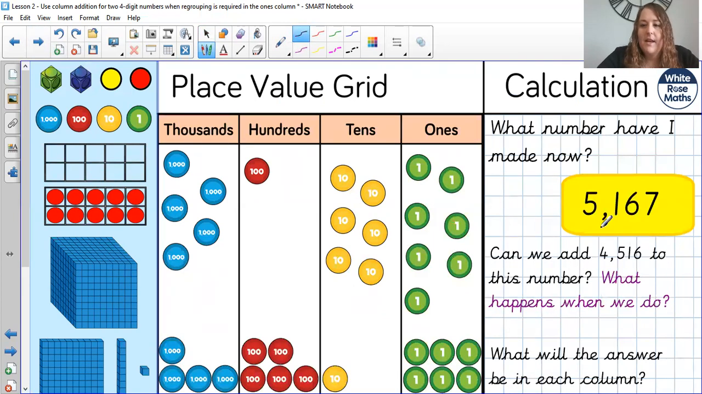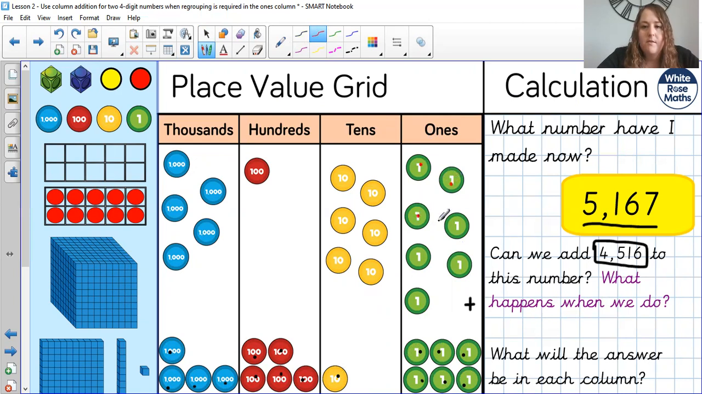Okay, so we've got that number 5,167 over here, and this time we are going to be adding 4,516. So let me just check I've got the right counters. 4 in my thousands, 5 in my hundreds, 1 ten, and 6 ones. And we've got our plus sign here. Okay, so again, we know we are going to have to regroup in the ones column because that's our WALT. So let's see what happens when we add these numbers up.